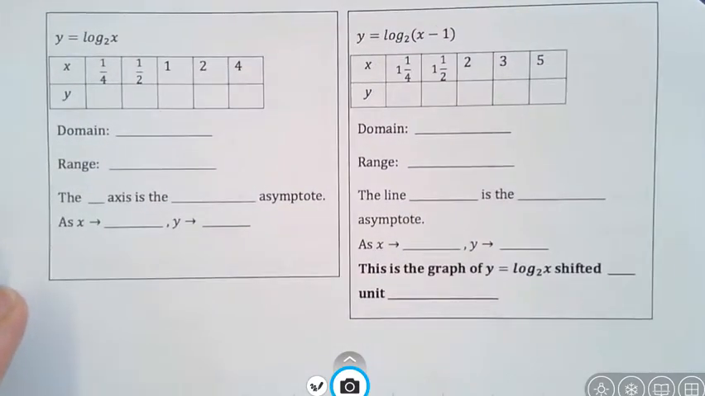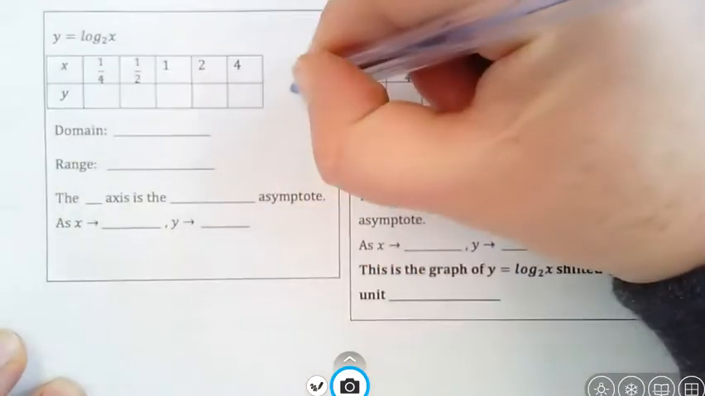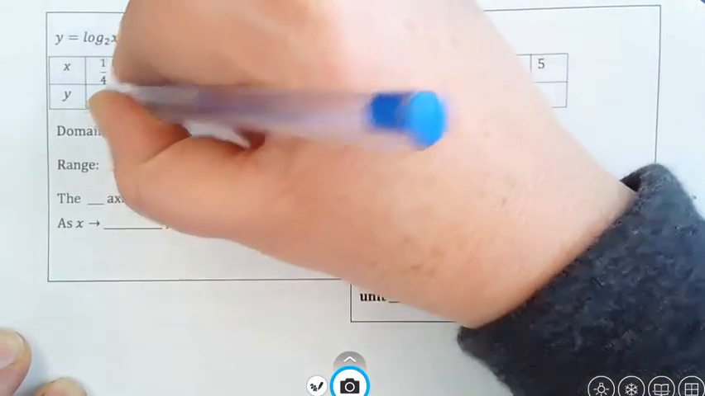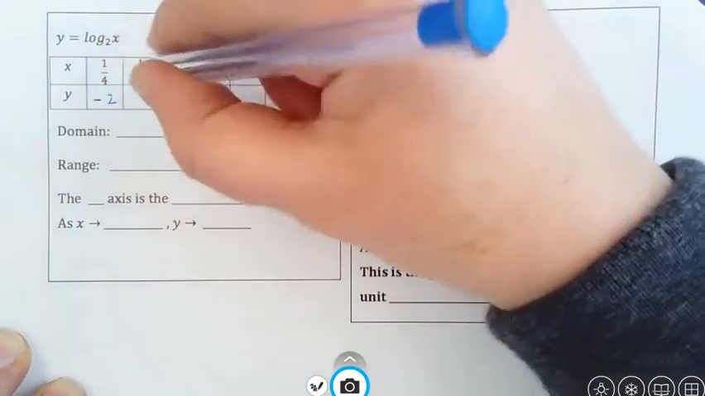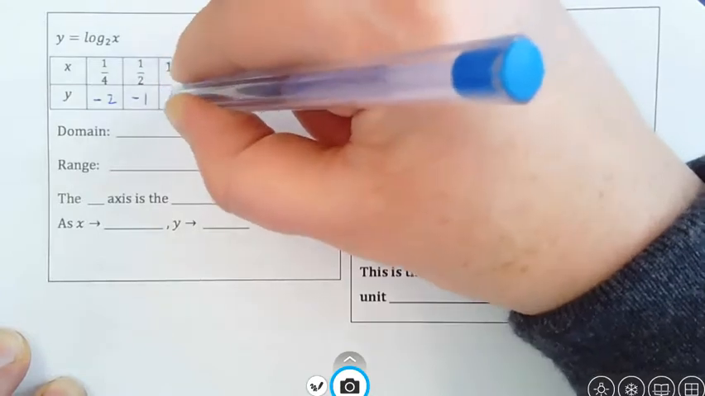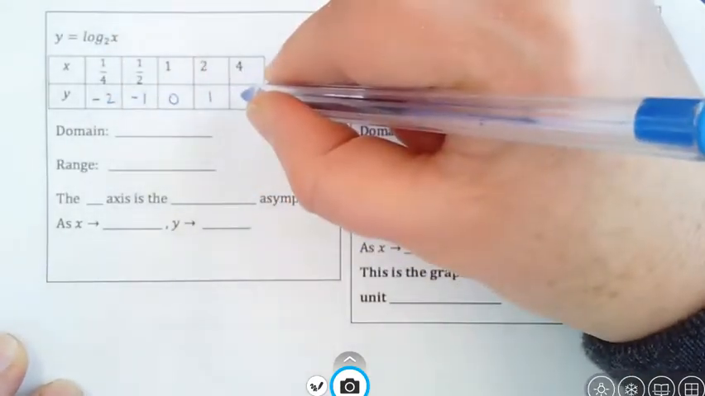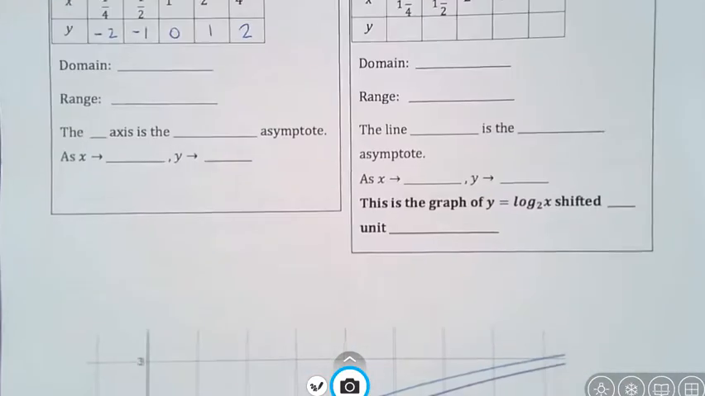So y equals, these are just the same. We can fill this in later, but 2 to the power of what is a quarter? Anyone? This is the same table. Yep, negative 2. 2 to the negative 1 is a half. 2 to the 0 is 1. 2 to the power of 1 is 2. 2 to the power of 2 is 4. Fill that in later.